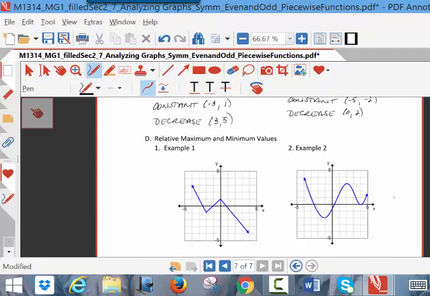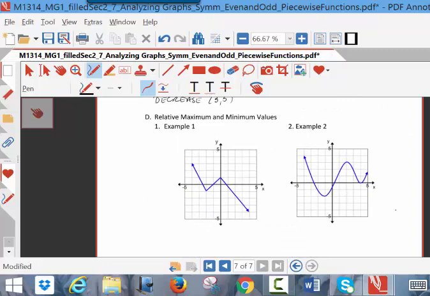Okay, then we have relative max and minimum values. We really call these local maxes and mins when we get into calculus, where the local low point and high point is, not across the whole graph, but just in certain regions. So for instance, in this one, you have a local min here. I mean, the absolute min is like down to negative infinity, right? But the local min is at this point here. So they're calling it a relative min. So I'm just going to put min, okay?